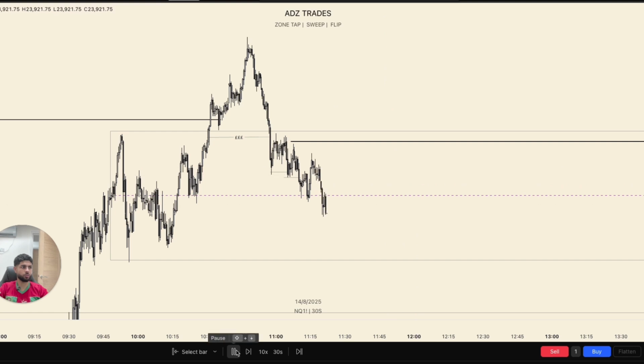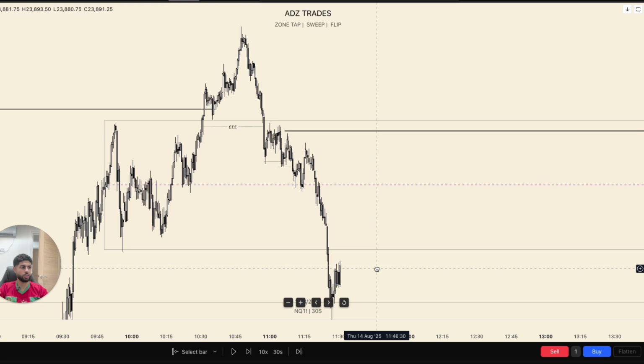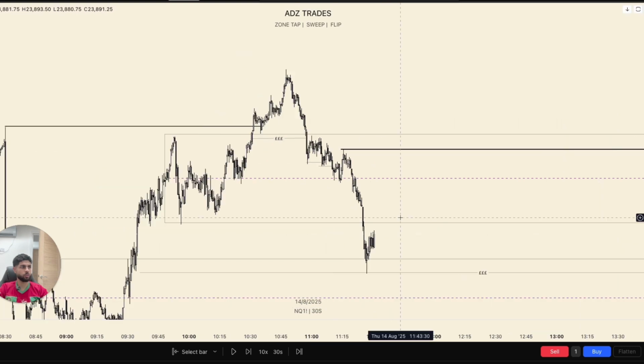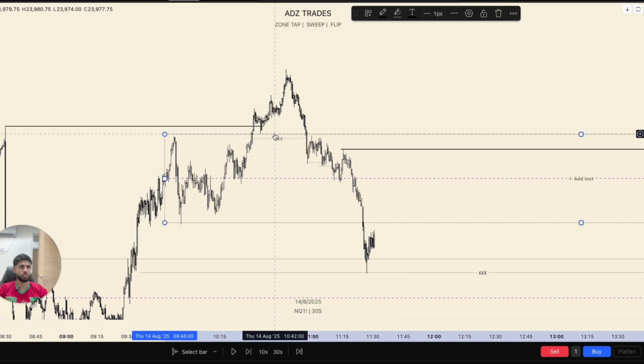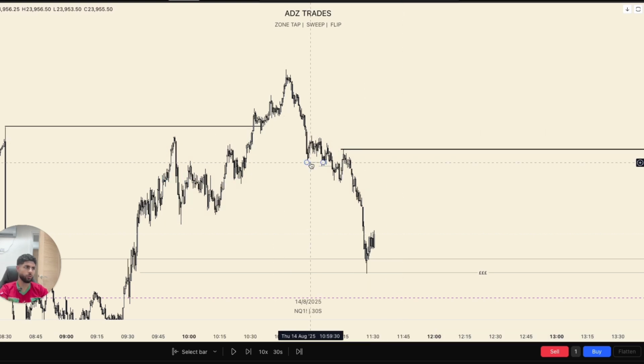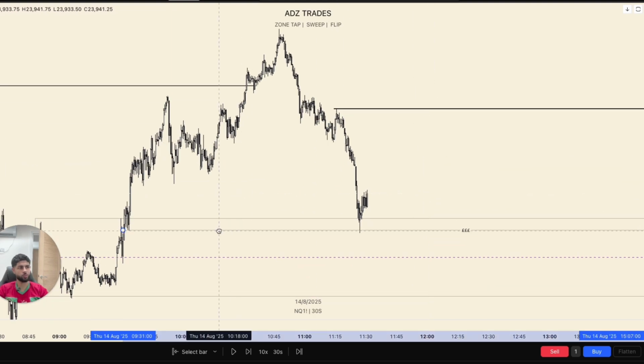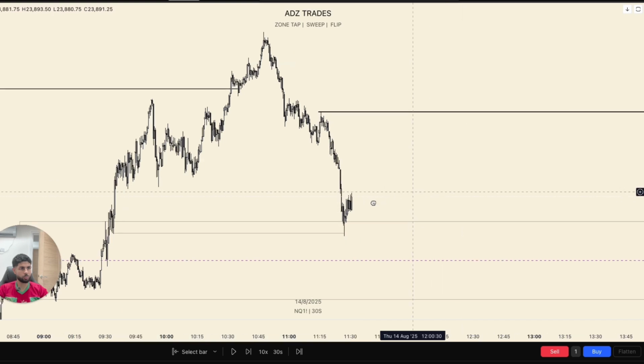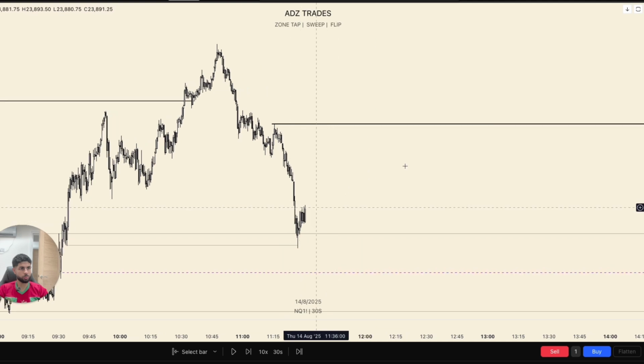Let's see what we do. We respect it. Okay, we get a new protected high here. But what do we do? We respect this as well, and then we continue lower. So this zone got rejected with no confirmation. Now we have come into our second zone here, and you can see we have just swept the tap here. So now I can look for a long, okay, in this area here after sweeping this tap.